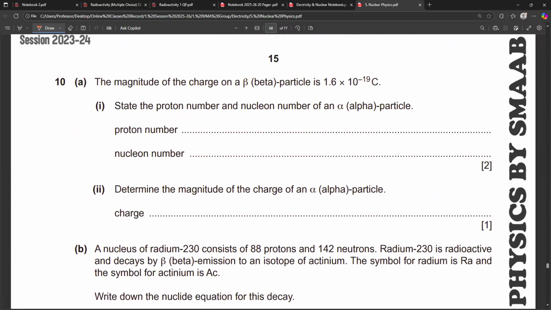Question number 10. The magnitude of the charge on a beta particle is 1.6 times 10 to the power minus 19 coulomb. State the proton number and nucleon number of an alpha particle. So it is very simple. The number of protons present in the alpha particle is equal to 2. Nucleon number means neutron plus proton. So that is equal to 4.